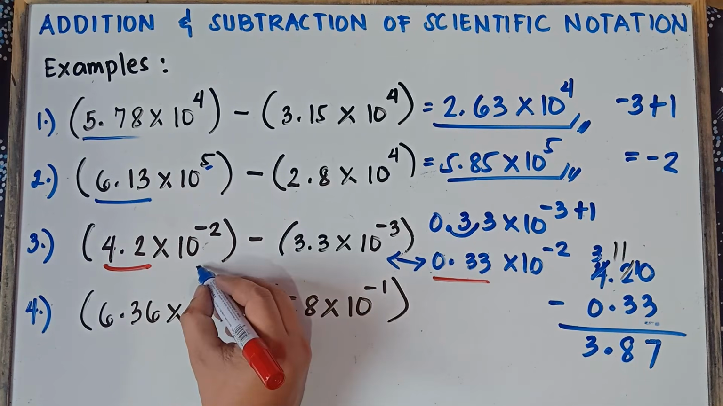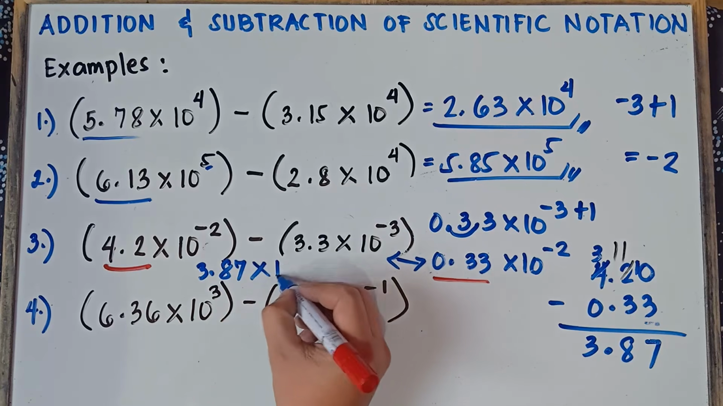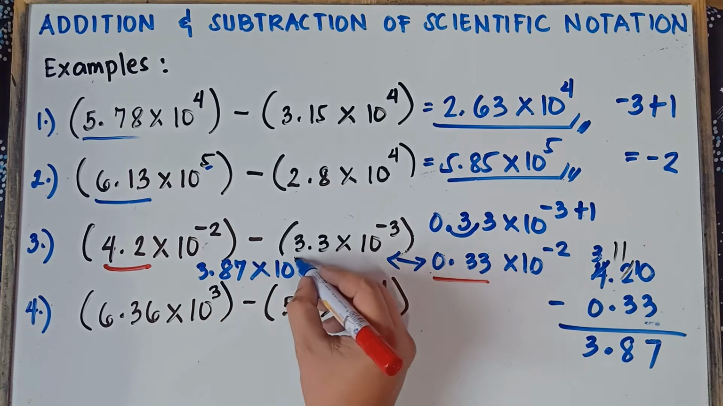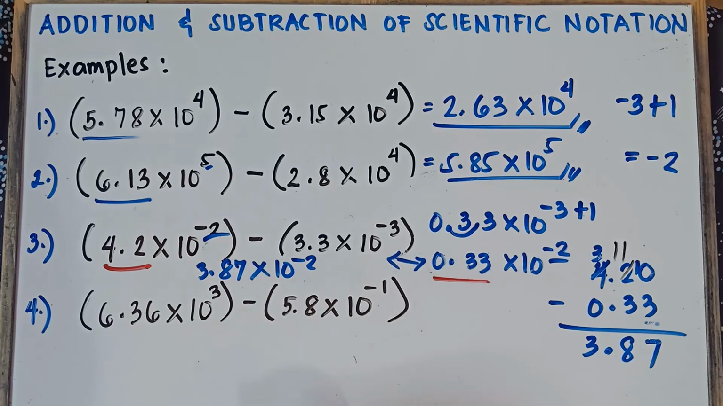So our answer, we have 3.87 times 10 raised to the power of negative 2. They have the same exponent, which is negative 2. That's it, class. All set with regards to example number 3.